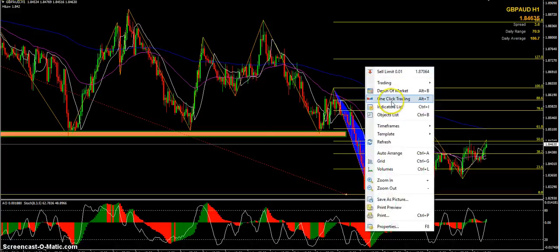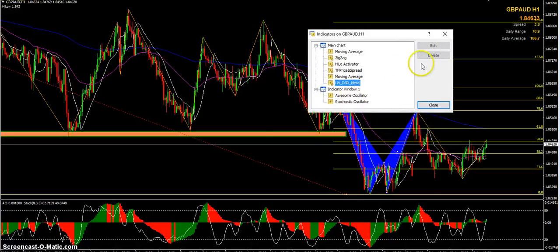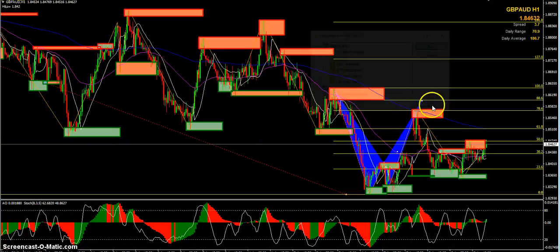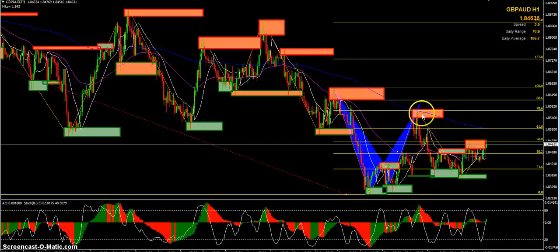And what you can do is jump into your indicators list. If you've got the DSR indicator, change it from the daily time frame to the hourly. It says in minutes, so this time, instead of 1440, which is a day's worth of minutes, we're going to do 60 minutes in an hour. And there is the resistance area.